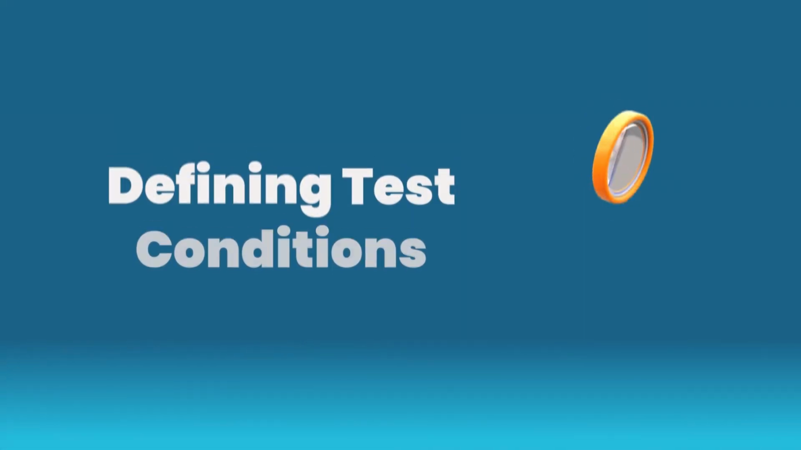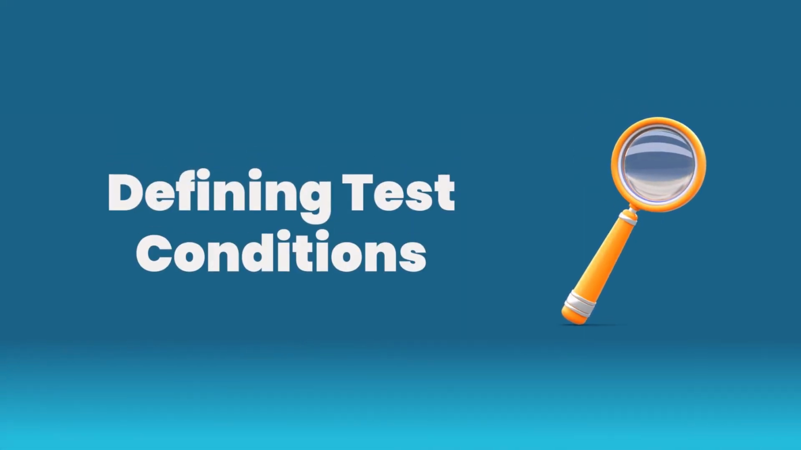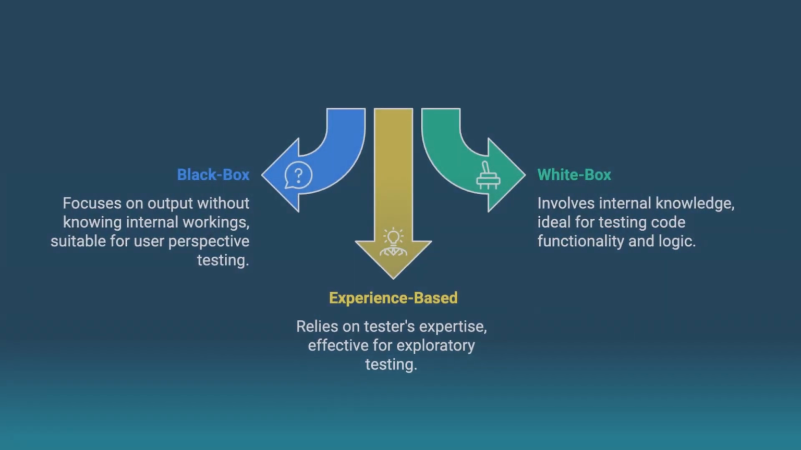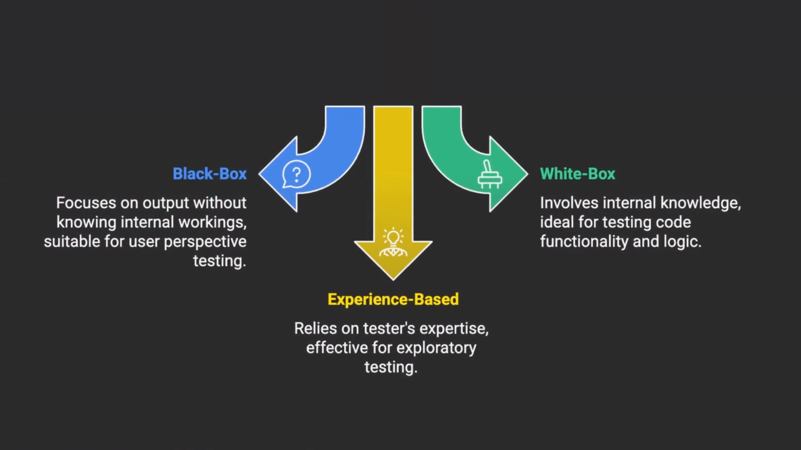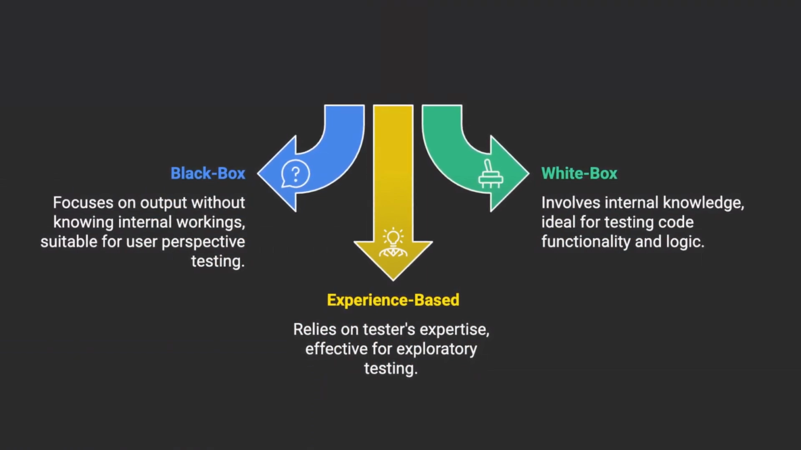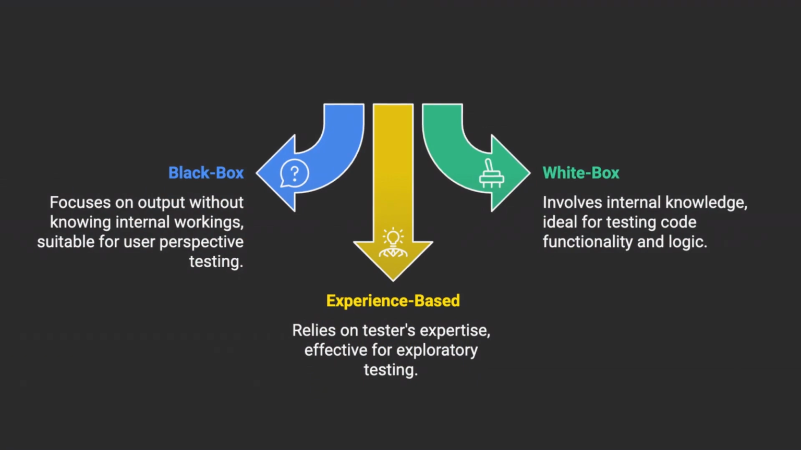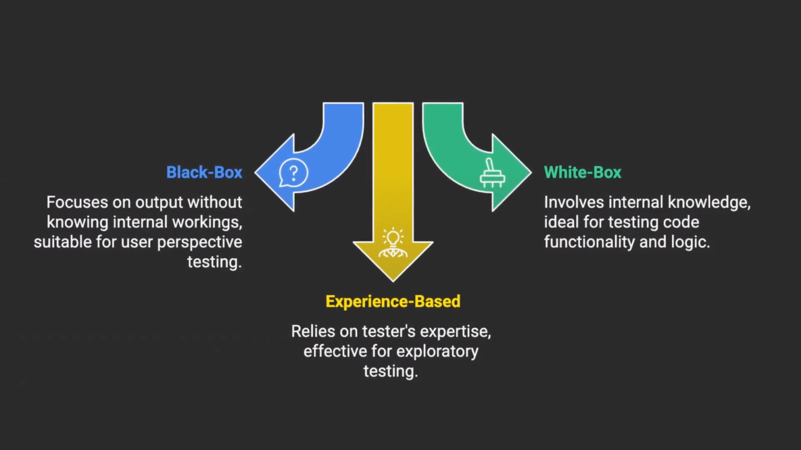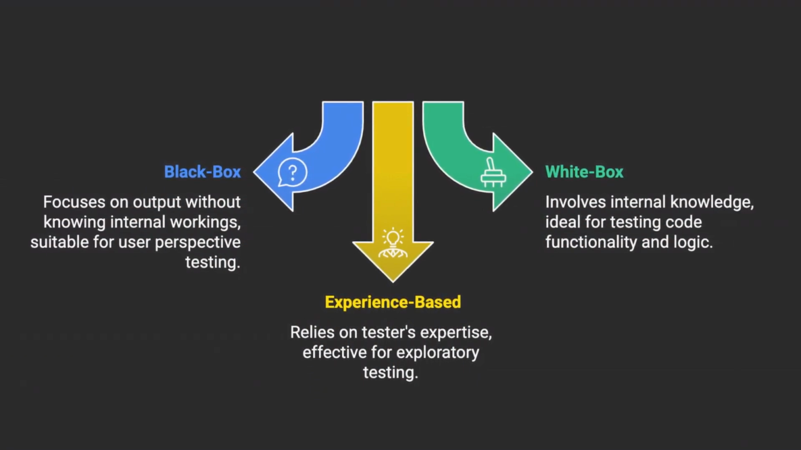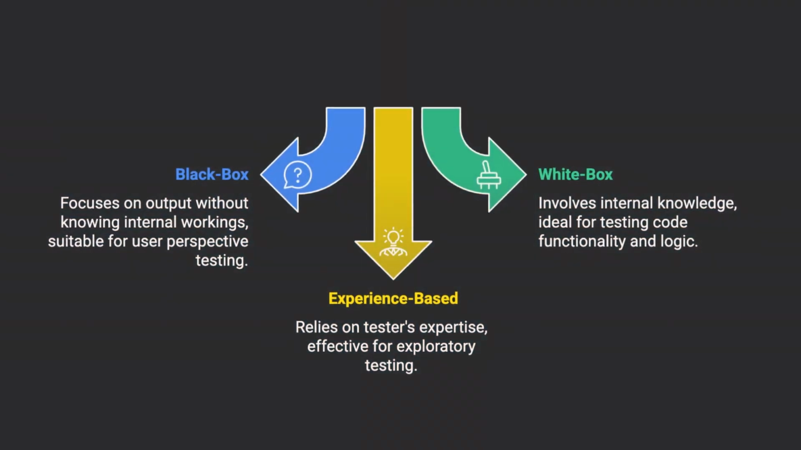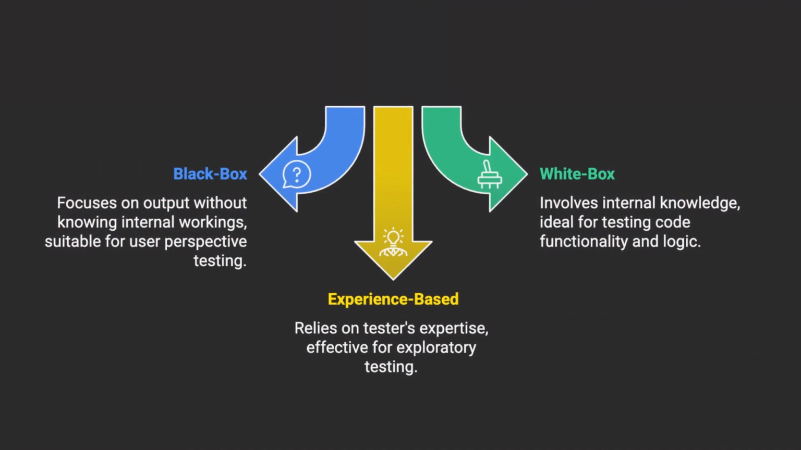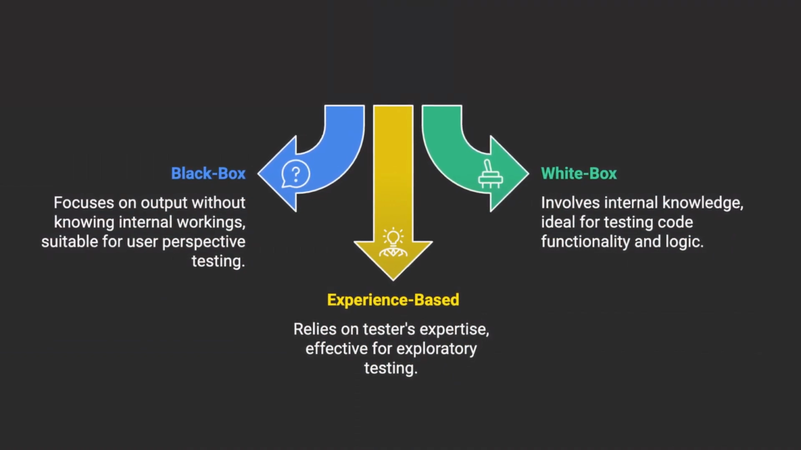Then we report the issues, fix the defects, and verify the fixes before closing the review. Looks like there are three main types: black box, white box, and experience-based. What's the difference? Great observation. Black box techniques focus on what the system should do without looking at the internal code. White box techniques dive into how the system is implemented, and experience-based techniques rely on a tester's intuition and knowledge.